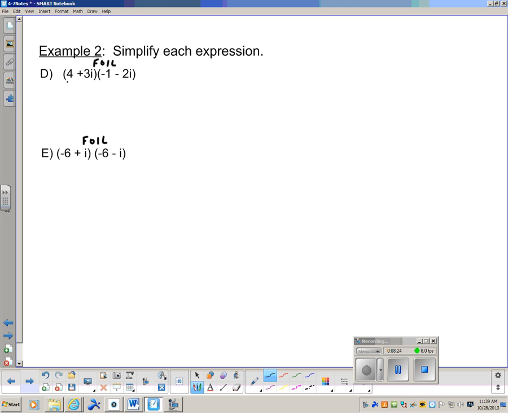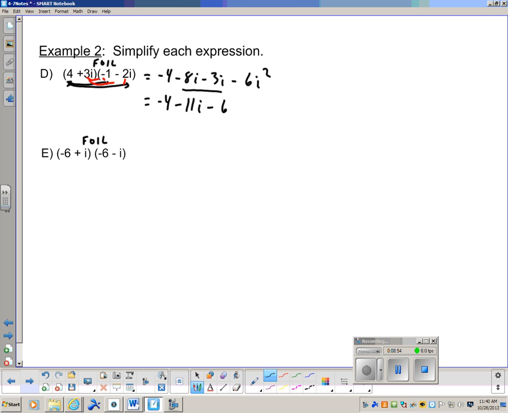So I have to take 4 and I have to multiply by everything over here. So I'm going to do that. I get negative 4 and then minus 8i. And then I'm going to do my 3i. I'm going to multiply that by everything over there. And so I get a minus 3i minus 6i squared. So I'm going to combine my like terms in here. Negative 8i minus 3i gives me minus 11i.